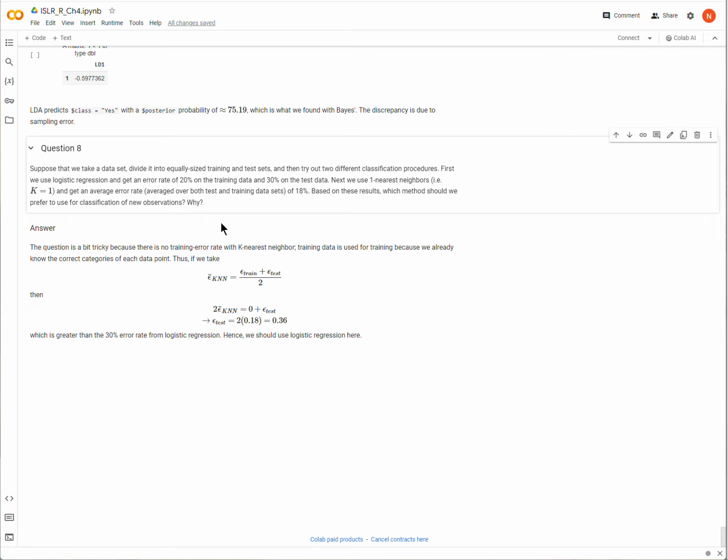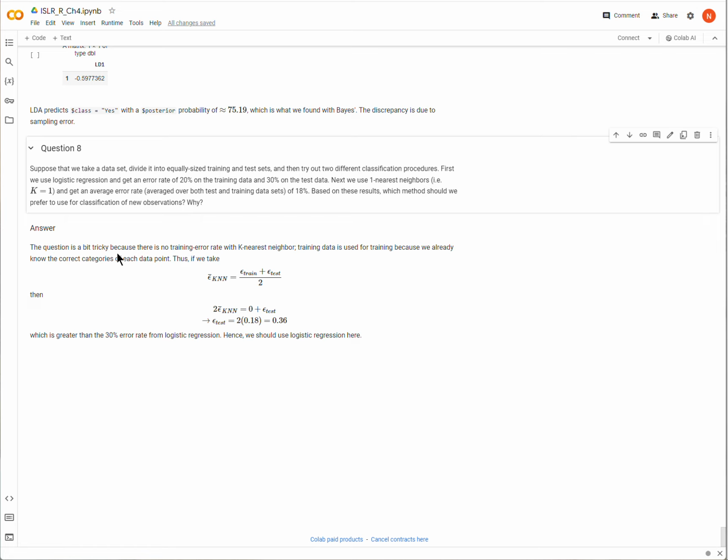All right. So this question actually feels a little bit like a trick question, because what it relies on is your understanding of how k nearest neighbors works. In k nearest neighbors, there's no such thing as a training error rate, right? We train the algorithm on the training data, and the training data is training data because we already know the categories of each data point. So we don't have a training error rate.